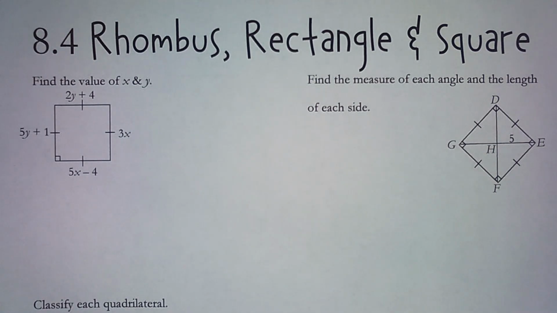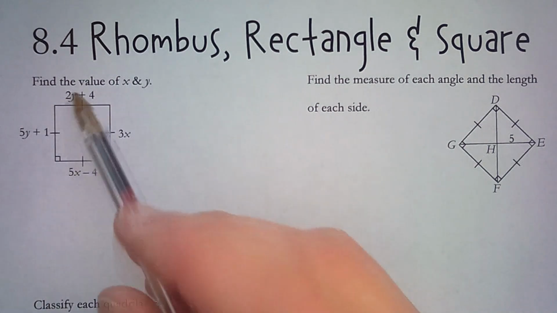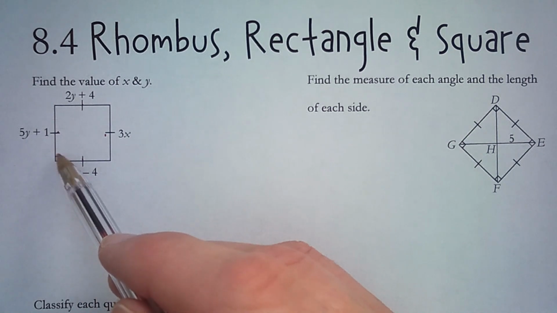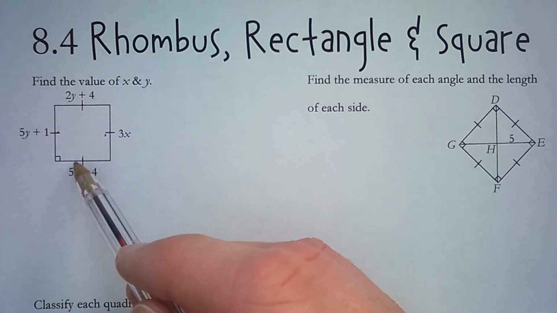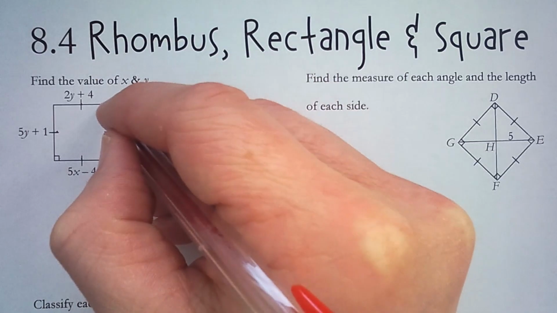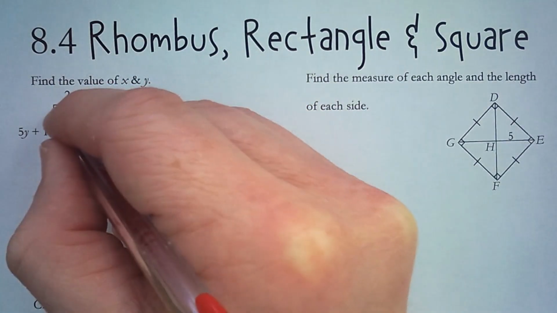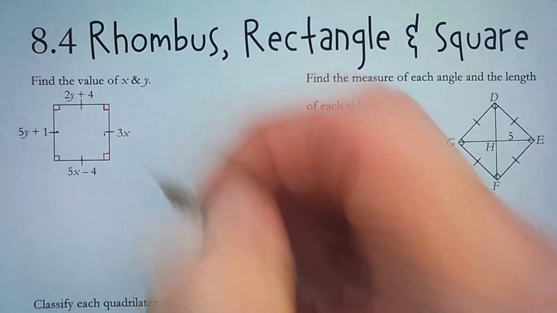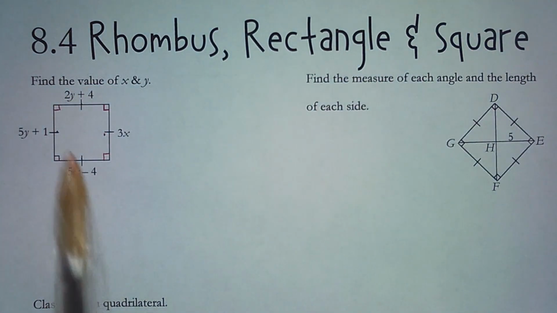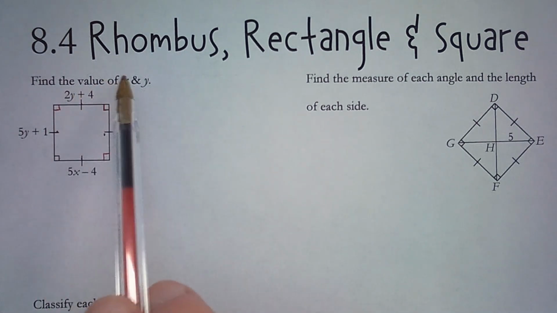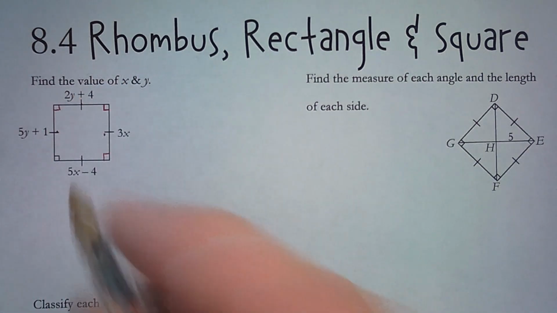Find the value of x and y. I would have to classify this as a square because it has 4 congruent sides and it has a right angle here. So 4 congruent sides makes it a rhombus. In a rhombus, opposite angles are congruent and consecutive angles are supplementary. 90 and 90 makes 180. So we're looking at a square. We're not asked to classify it, but it is a square. Find the values of x and y.